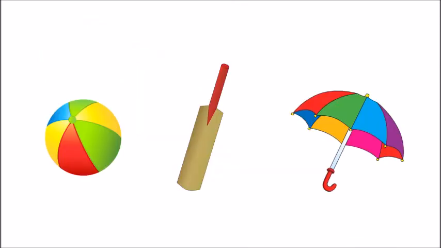Now look at this picture. We have a ball, bat and umbrella. What is in between? Come on children, look at the picture. What is in between? Correct. Bat is in between.